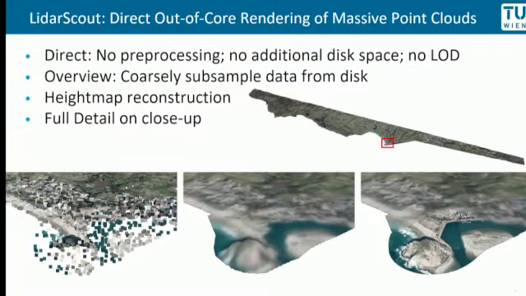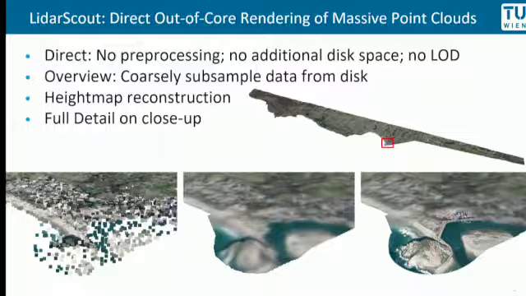The way this works is actually fairly simple. First of all, with direct out-of-core rendering, we mean that we don't do any pre-processing. We take the data as it is on disk. Therefore, we also don't need additional disk space, which can always be a bit tricky if you have these large amounts of point cloud data. And we do not compute level of detail structures.